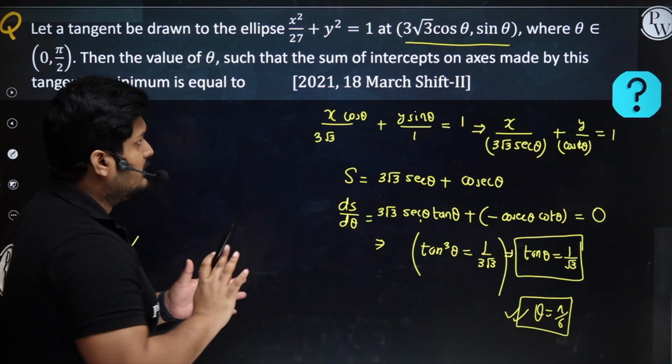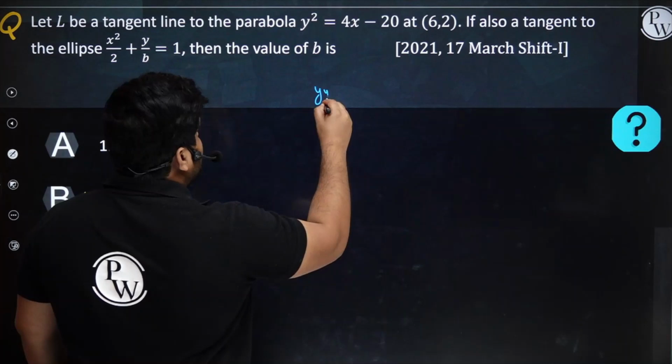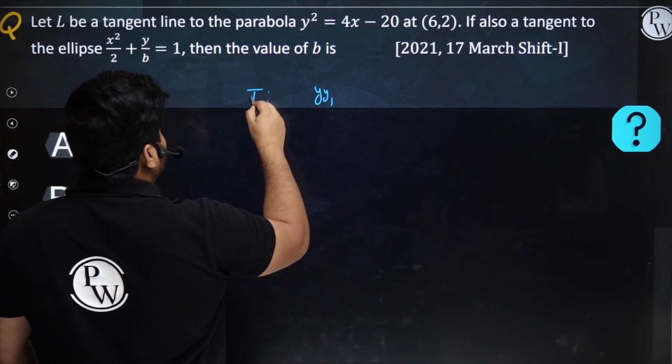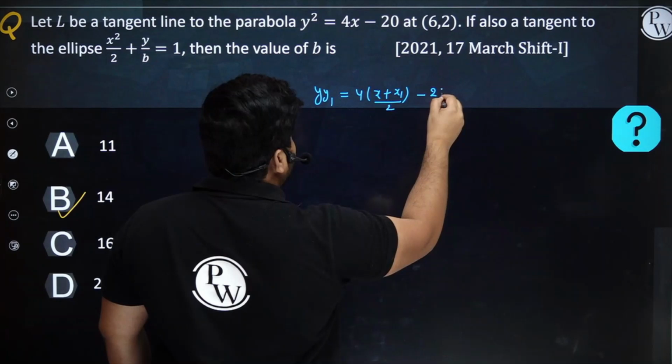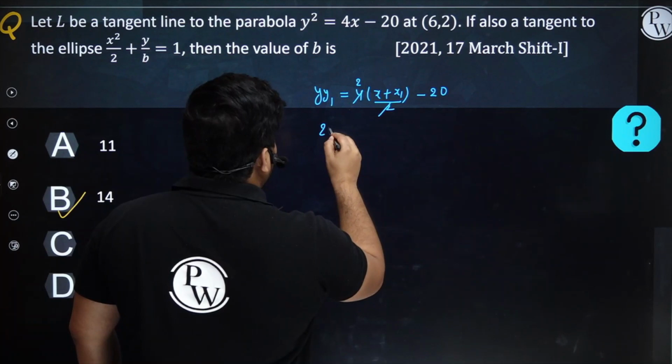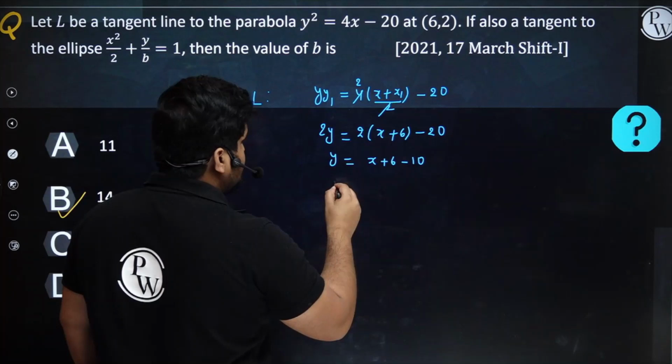Okay. So let L be a tangent line to the parabola at 6, 2. So what is the equation of L here, guys? Equation of L is yy1 is equal to 4 times x plus x1 by 2 minus 20. Now 6, 2 is the point here, so it is 2y is equal to twice of x plus 6 minus 20. Again take 2 common, y is equal to x plus 6 minus 10. Y is equal to x minus 4 is the equation of L.